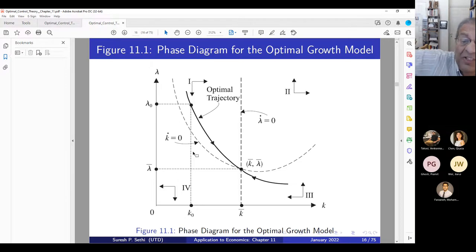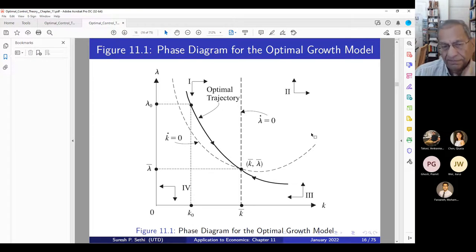You can take a large T and put K bar, lambda bar at a very large T, and you can find an approximate curve. That's certainly one way to do it, but we are trying to do mathematically a proof that there exists. So what we want is that for any K zero, there exists a lambda zero such that the system will move along an optimal trajectory this way.